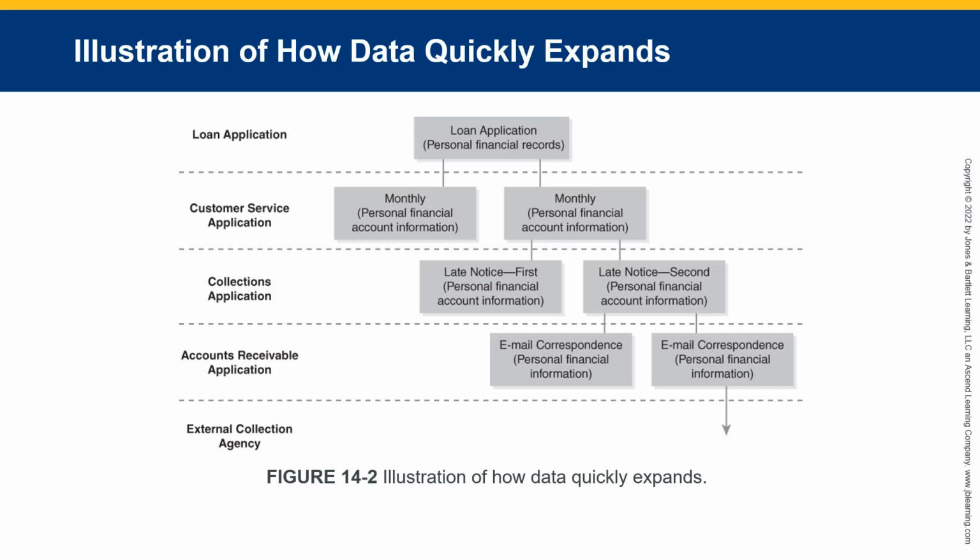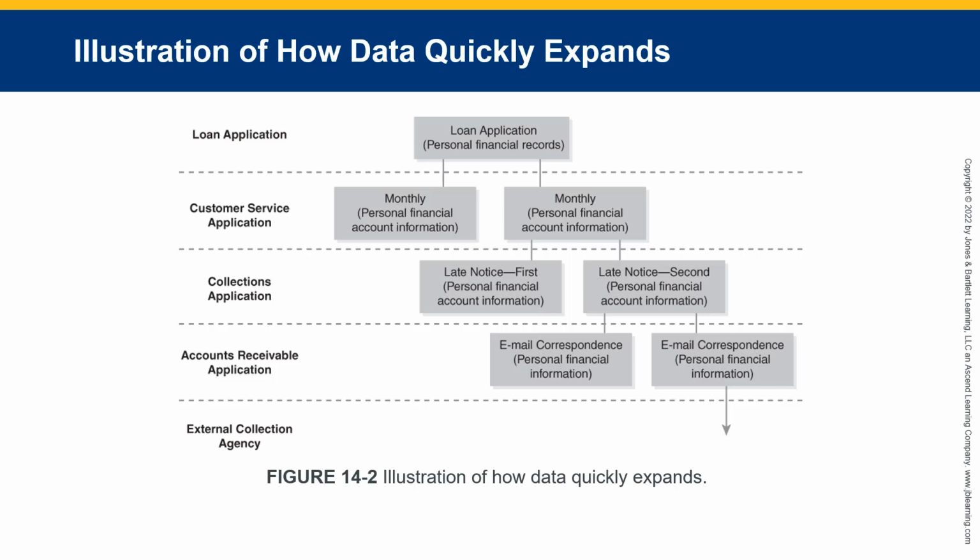Let's consider a simple loan document. Notice from the figure that information from the original document is used to generate a monthly statement. The statement now contains personal financial information. That document in turn may be used to generate a late notice. The notice may be tied to an email correspondence with the customer, and so on. The personal financial information could even be sent to an external collection agency.